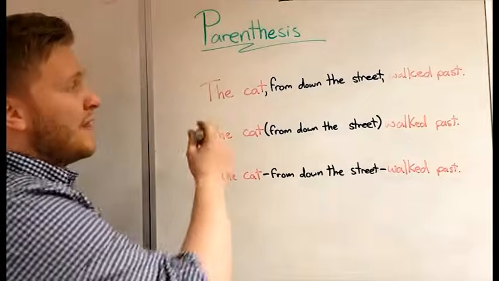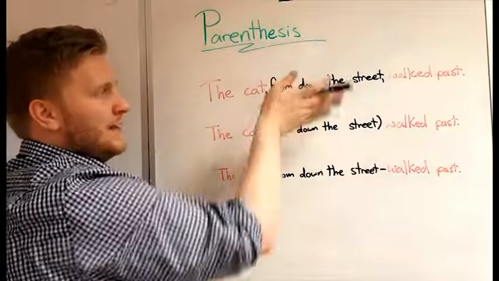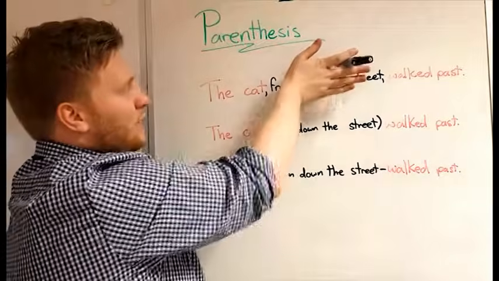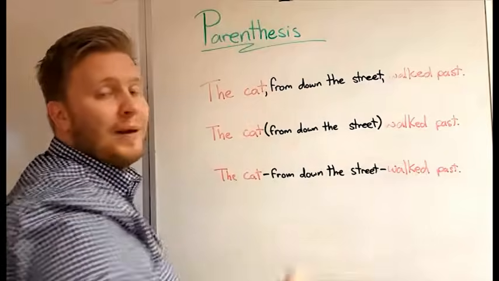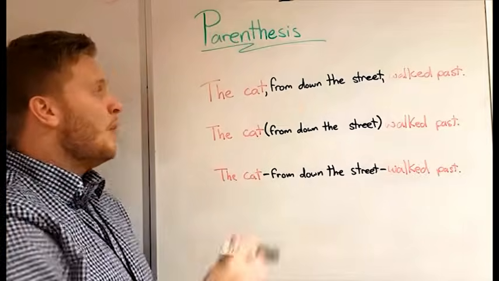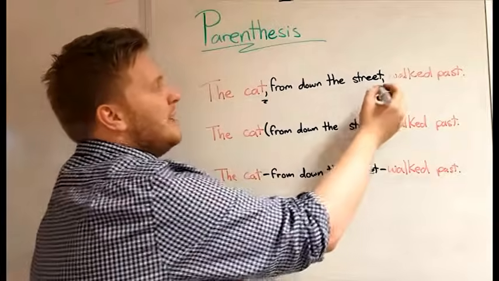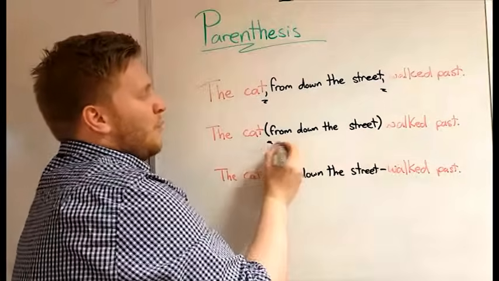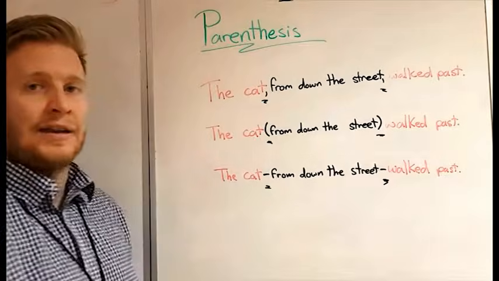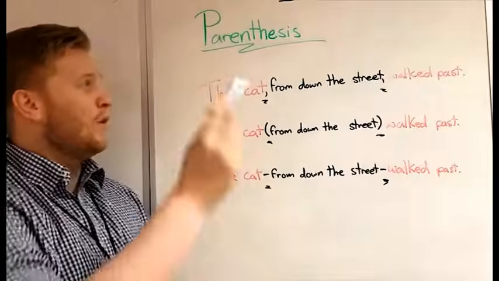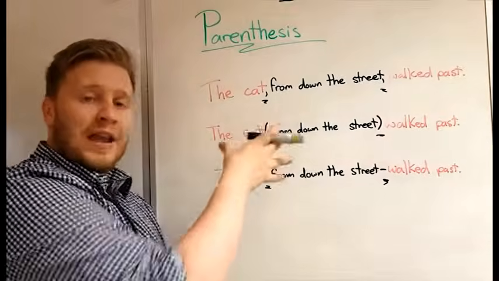So we have 'the cat walked past' as our sentence. Remember, if we take it out, it makes sense on its own. So if I take out this parenthesis, which is in black in the middle of the sentence, we have 'the cat walked past', it makes sense on its own. But our parenthesis, 'from down the street', here I've got it with commas either side. Here I've got it with brackets either side, and here I have it with dashes either side. It works the same with all three of them. You need one at the start and one at the end, so you can see where you've put the parenthesis in.